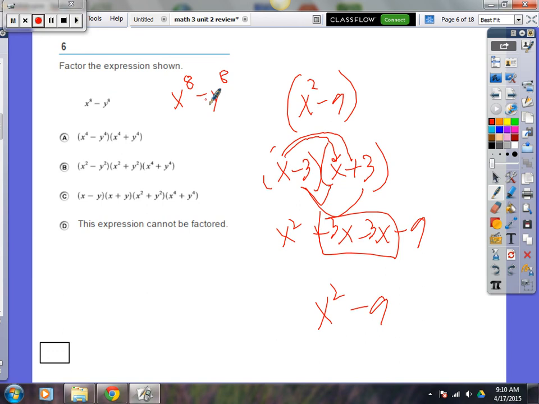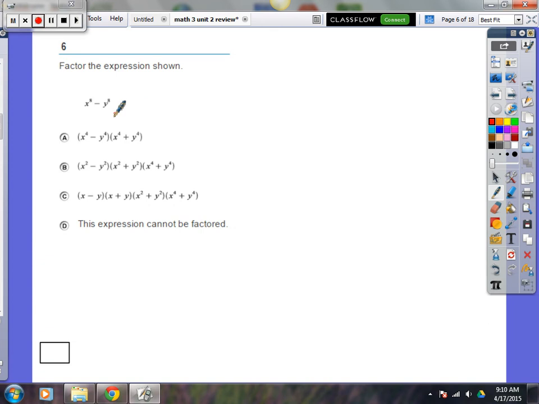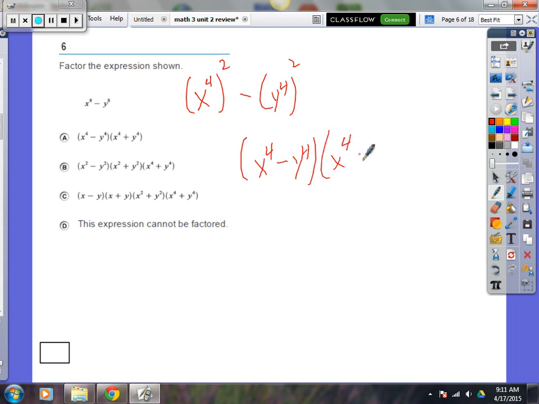So x to the 8th minus y to the 8th is going to be a difference of squares. So if I were to write it as a difference of squares, it would be... I think we can do this. x to the 4th squared minus y to the 4th squared. Now these are in terms of squares, and they're both perfect squares. So here we go. We're going to go x to the 4th minus y to the 4th, and we're going to times that by x to the 4th plus y to the 4th.